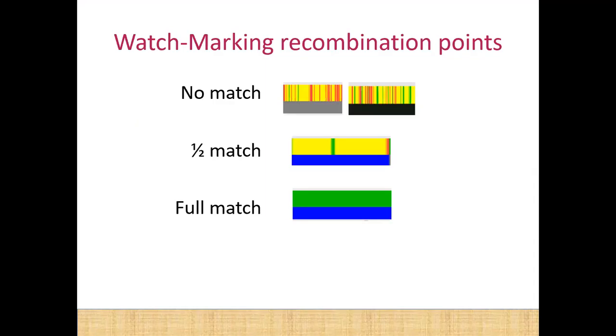To mark recombination points, we need to mark where each of the one-to-one comparisons have a change in how our two people we compared, or our siblings, matched each other. Whether it's moving from a no match, indicated by a gray or black bar on the bottom, to a half match, which is a yellow bar on top with a blue on bottom, or a half match, yellow bar on top, blue bar on bottom, to a full match, green bar on top, blue bar on bottom.